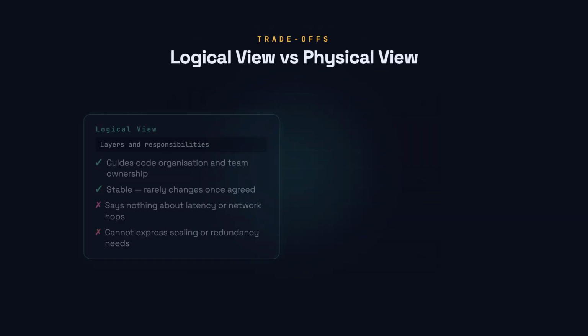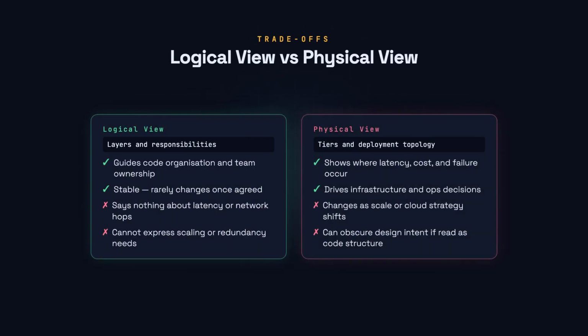The logical view is the right tool for conversations about code, ownership, testability, and separation of concerns. It stays relatively stable across the life of a product. The physical view is what you reach for when discussing latency budgets, server costs, network security zones, and failure modes. It changes whenever your deployment strategy changes. For example, when you move from a monolith on one server to microservices on a cloud platform. Each view answers a different question, so you need both.